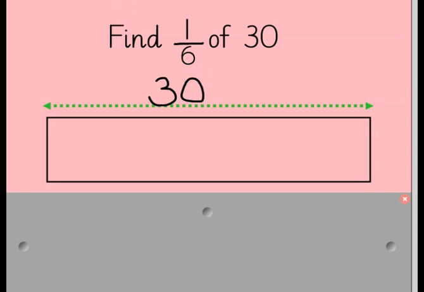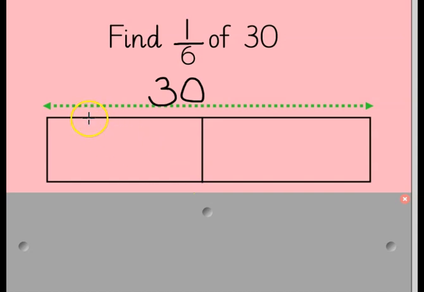So I'm going to go over now and look at this number here. This is my denominator, and that tells me that I need to split my bar into 6 equal pieces. I'm going to try my hardest here to get 6 equal pieces. As long as we get it roughly correct, we're all right, because you know that all the pieces are the same.